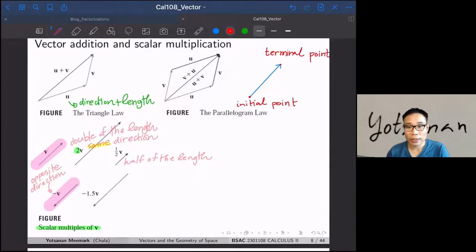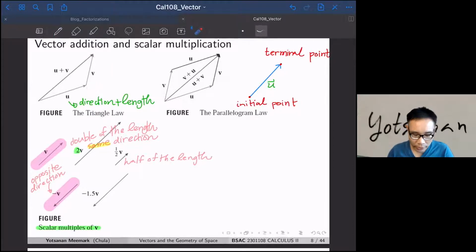Okay, so you have the initial point and the terminal point. The vector, let's say u, has an initial point and a terminal point in order to indicate the direction of the vector. So we use this arrow to indicate the direction of the vector. Now, you would like to add two vectors u and v.